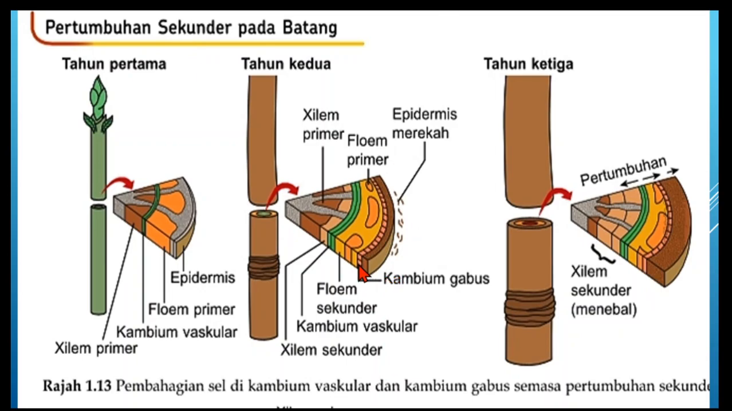Okay, so this is the, what is this? Cambium gabus. What is that in English? I am a bit confused in this Malay terminology. Alright, cork cambium. Cork cambium. And the third year, the growth increase and the thickness of the secondary xylem also increasing. Okay, so this is a secondary growth in stem lah.